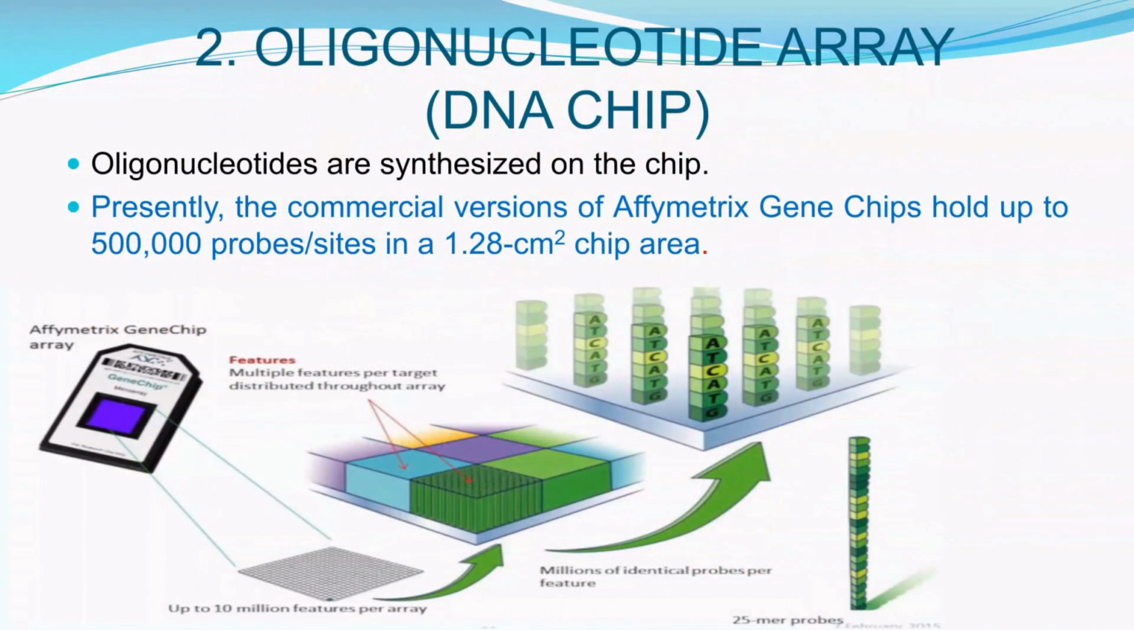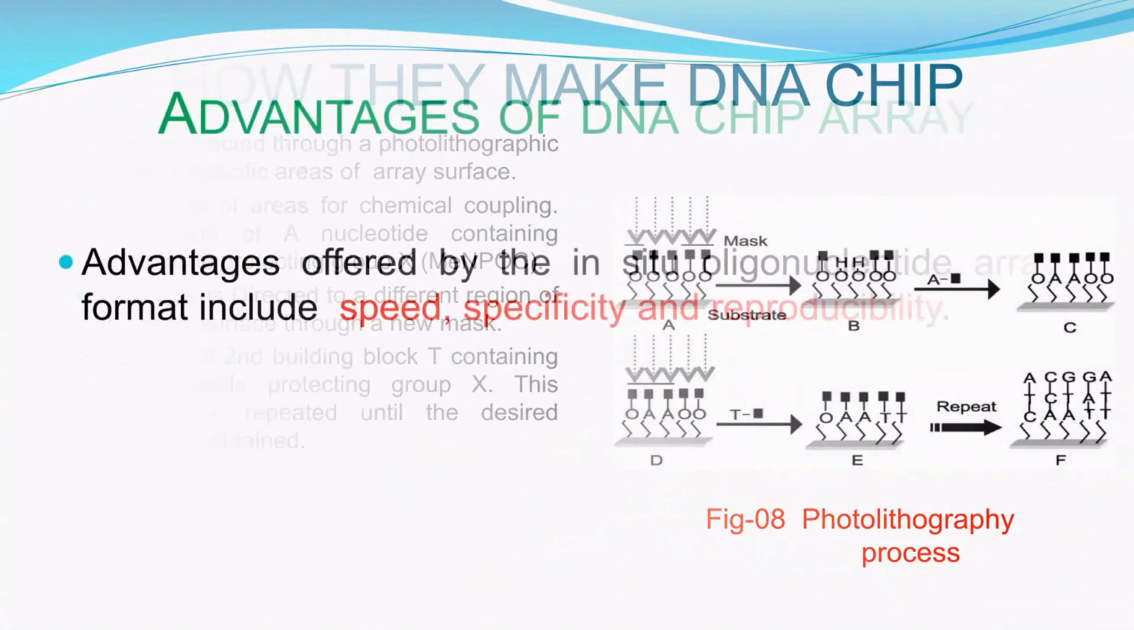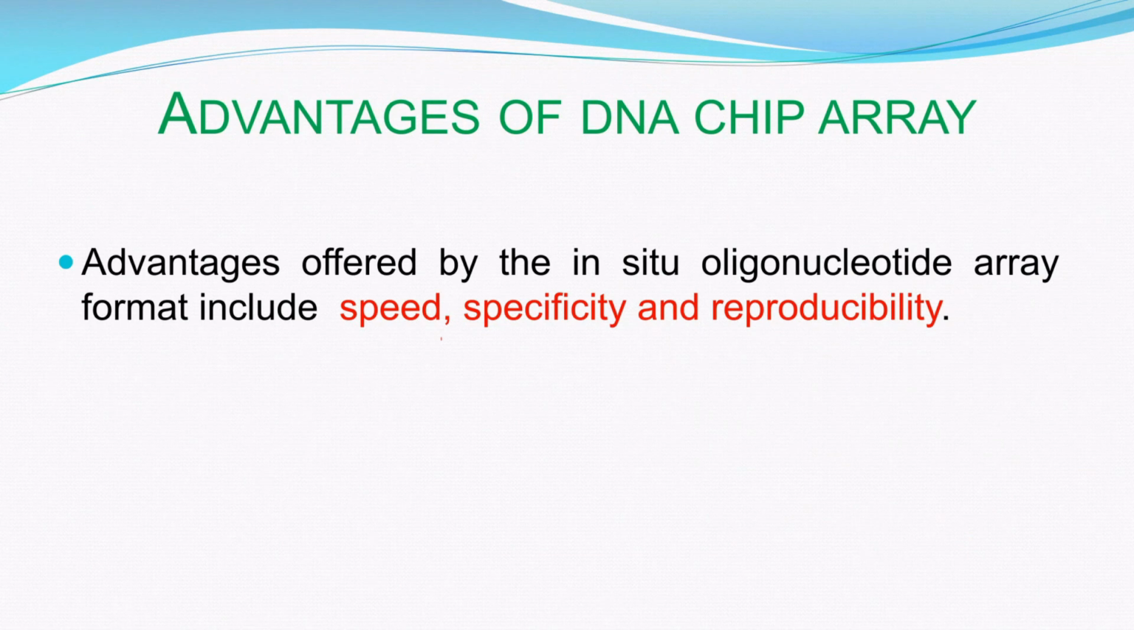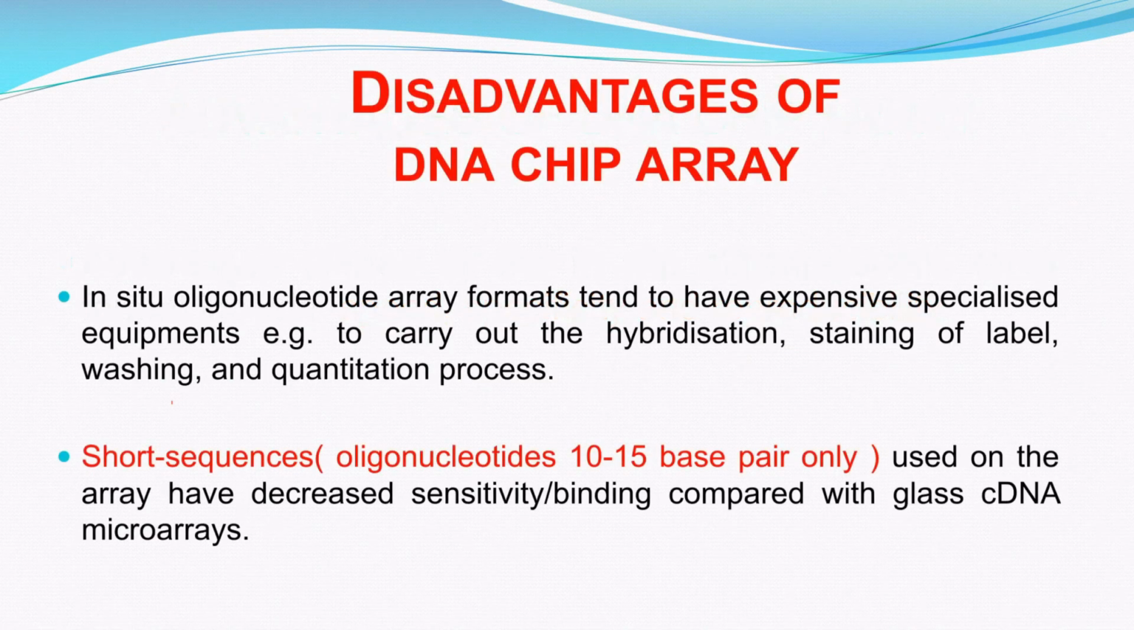Okay, the second one is the oligonucleotide array. It is the more advanced technique. We synthesize the short oligonucleotide sequence and put that sequence into the DNA chip. With the help of a photolithographic process they are able to make the DNA chip. The advantages of this are speed, high accuracy, and reproducibility. And the major disadvantage is the short sequence. As we know, the sequence is only up to 10 to 15 base pairs.